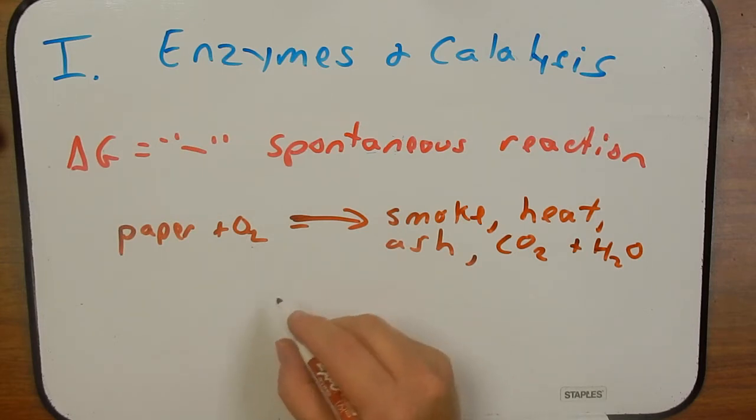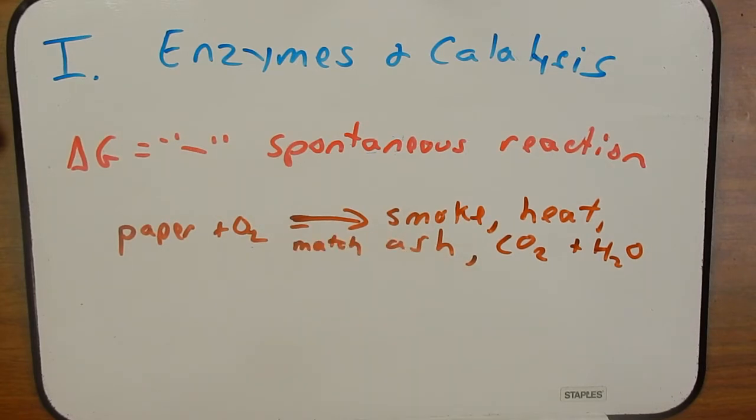It requires something for this to happen. For instance, maybe a match, to provide that energy necessary for the paper combined with the oxygen to burn to produce these products. It's still a spontaneous reaction. It still would have a delta G of a negative number, but it's not going to occur automatically.